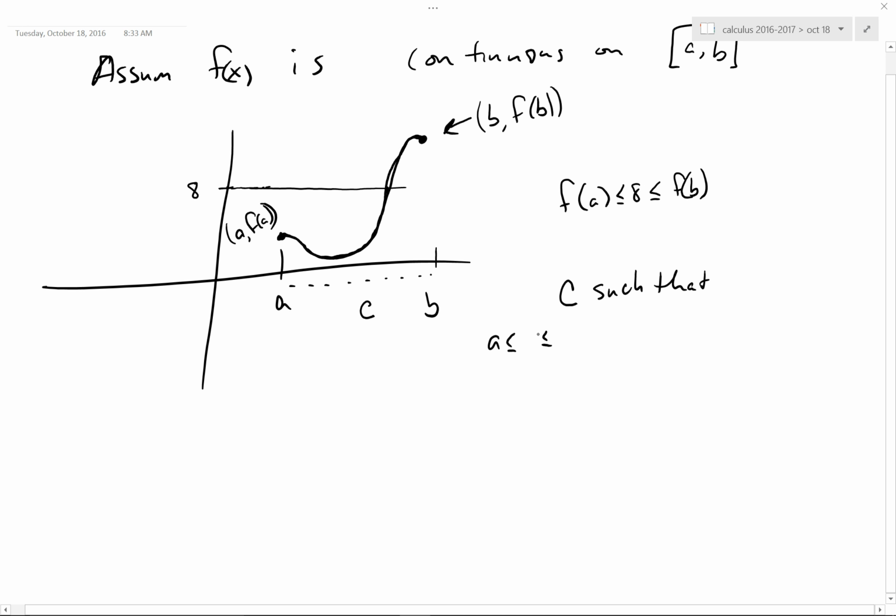Such that f of c is between f of a and f of b. Okay.